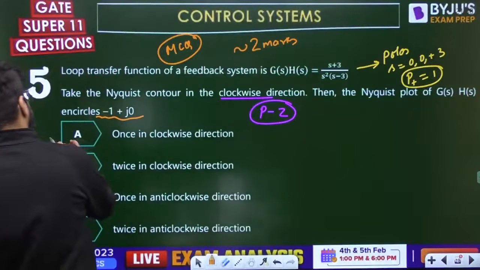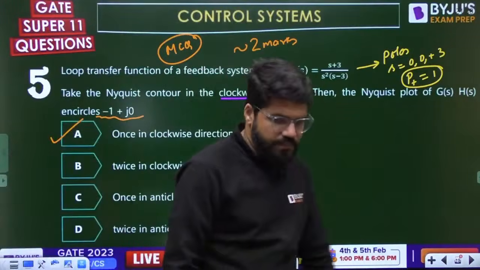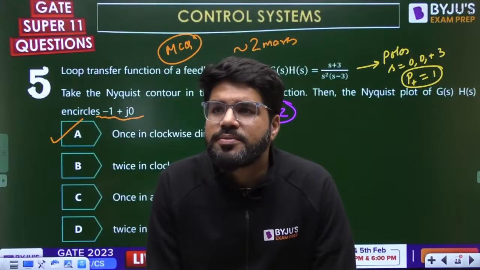So once in the clockwise direction, it is option number A. It is once in the clockwise direction, that is the option number A.